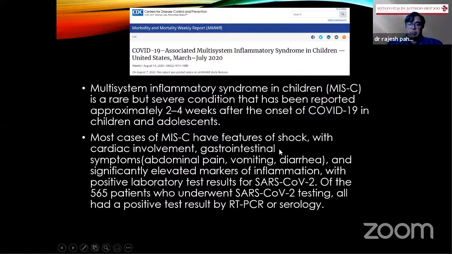If a child presents with systemic features, it's important that the pediatrician or the primary care physician should take expert advice. It's possible that this child might need care in a pediatric ICU, and the child can manifest the multisystem inflammatory syndrome.